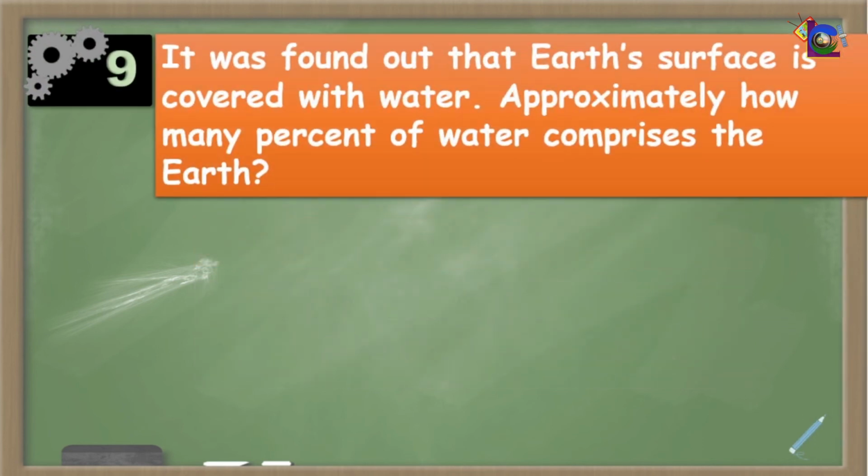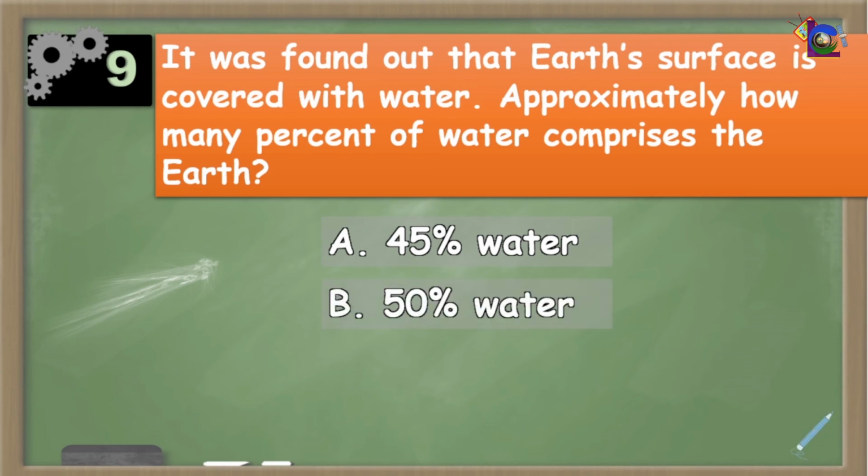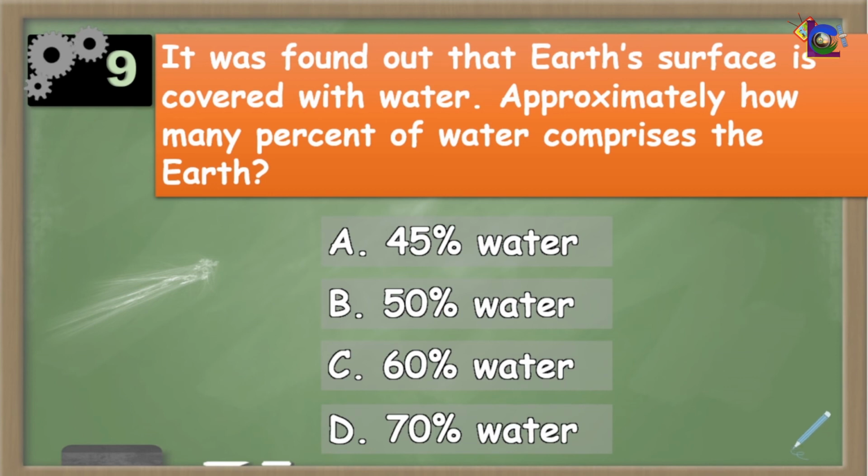Question number 9. It was found out that Earth's surface is covered with water. Approximately how many percent of water comprises the Earth? Is it A, 45% water, B, 50% water, C, 60% water, or letter D, 70% water? The correct answer is letter D.